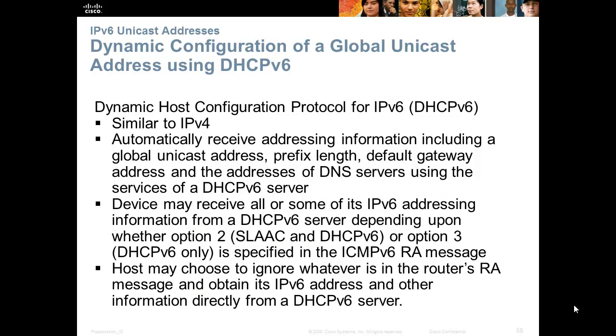DHCP version 6 is very similar to DHCP version 4, and a lot of administrators choose to use this instead of SLAAC because we can have a lot more options with DHCP version 6 added to our scopes than we can with the SLAAC messages. So with DHCP version 6, we're going to automatically receive our addressing information, including a global unicast address, a prefix length, a default gateway, DNS server addresses, and any other scope options that the administrator chose to add.